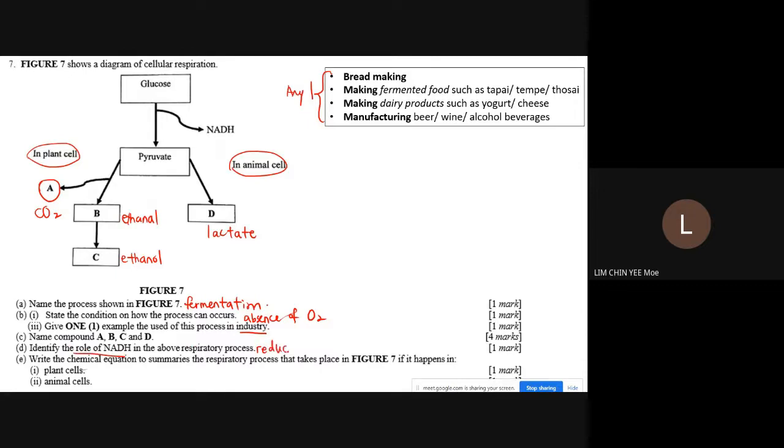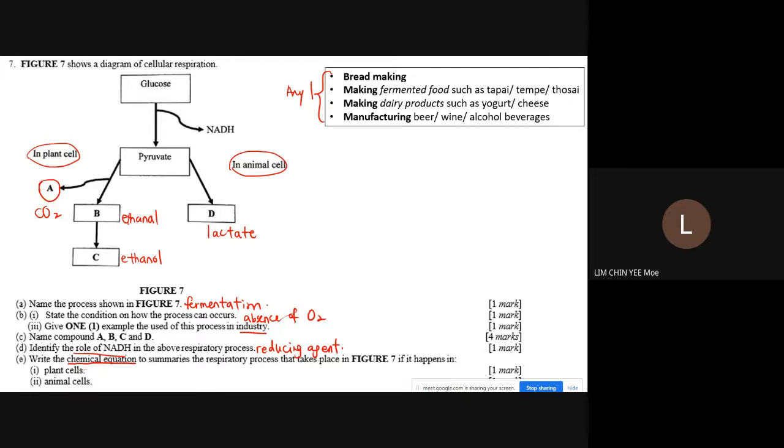And then the same thing, they ask you about the role of NADH, which we already learned just now, reducing agent. And now the last one is what I ask you to emphasize on. The chemical equation. Tahun tu memang tak expect lah dia suruh tulis the full equation. Sebab previously student just need to know from one glucose dia jadi apa. Tu je.